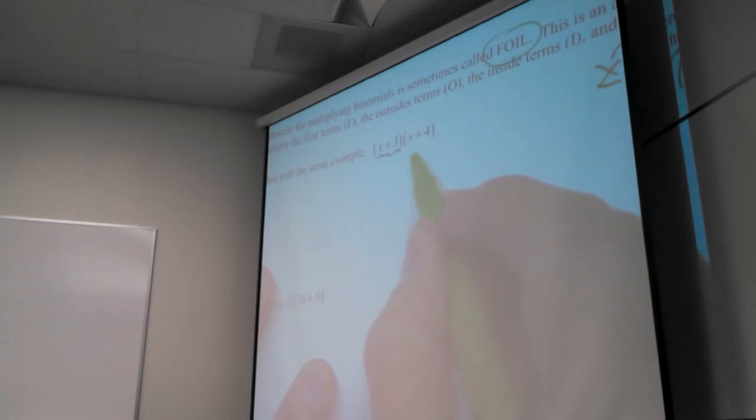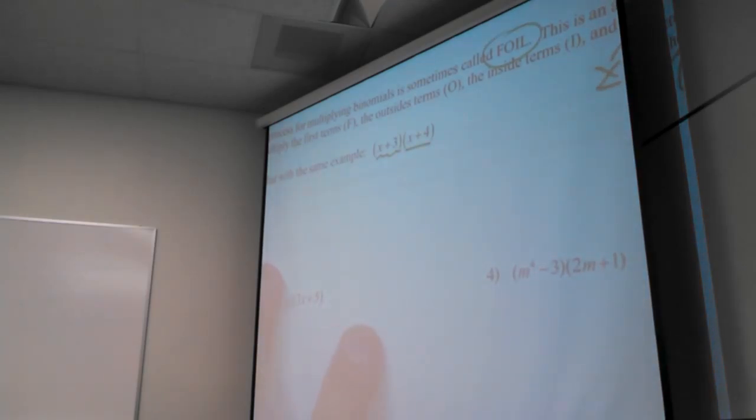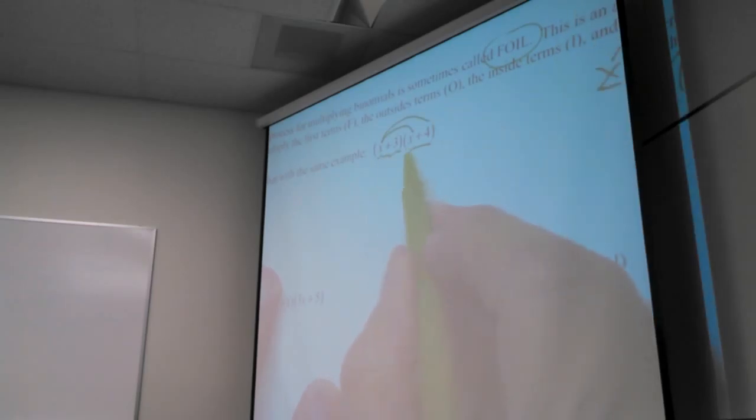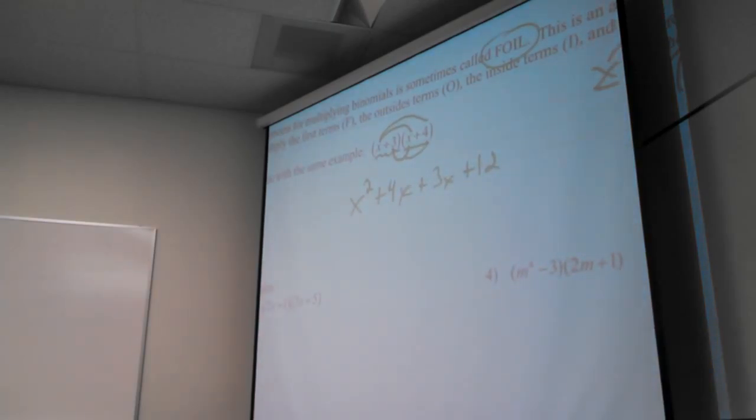So how many things are sitting in front of x plus 4? An x and a 3, right? X plus 3. So the x gets a turn. Distribute the x. What do you get? X times x, x squared. X times 4. And then the 3 gets a turn, or else it wouldn't be fair. 3 times x. 3 times 4. I didn't have to say FOIL at all. Right? I just distributed each piece.